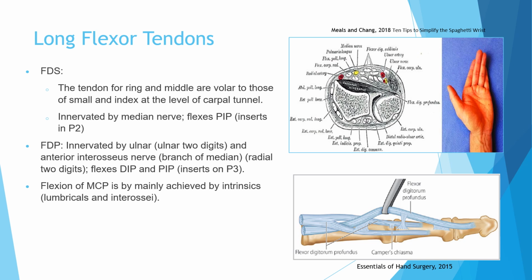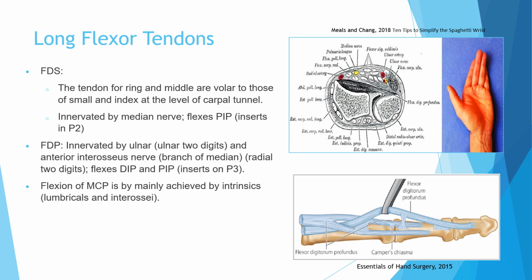So again, flexor digitorum superficialis gives the tendon much more proximal in the forearm. The tendons are arranged as you can see in these pictures. The middle and the ring finger are more superficial to the small and the index finger at the level of the carpal tunnel. They're all supplied by the median nerve. The flexor digitorum profundus will split the flexor digitorum superficialis and go more distal. The flexor digitorum superficialis will be inserted in P2, flexing the PIP. The flexor digitorum profundus will go to P3, flexing the distal interphalangeal joint.